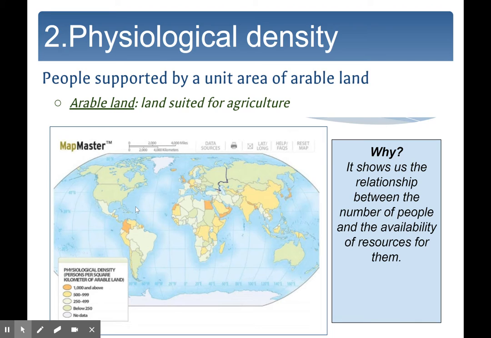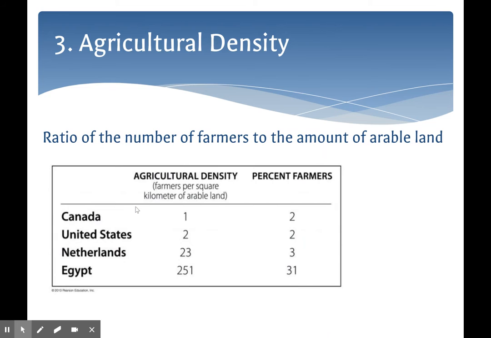The next kind of density correlates with physiological. It's called agricultural density. This is the ratio of the number of farmers to the amount of arable land. So with physiological density, we looked at just the amount of farmable land per population. Now we're going to be looking at the number of farmers to the amount of farmable land. So how many farmers does it take to farm that land?